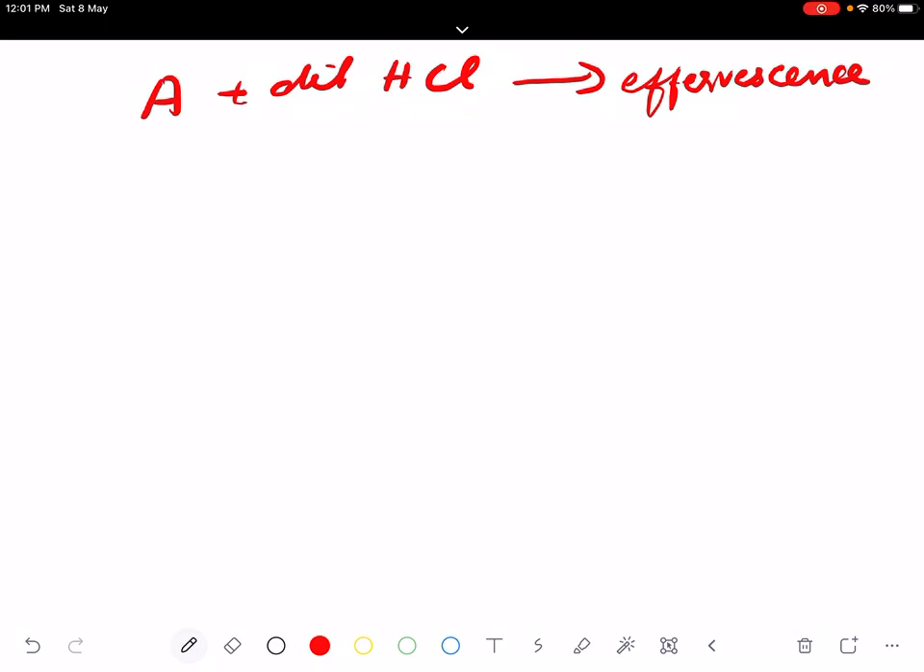Question I am reading once again. Metal compound A reacts with dilute hydrochloric acid to produce effervescence. The gas evolved extinguishes a burning candle. That is an indication that it is carbon dioxide. Write a balanced equation for the reaction if one of the compounds formed is calcium chloride.